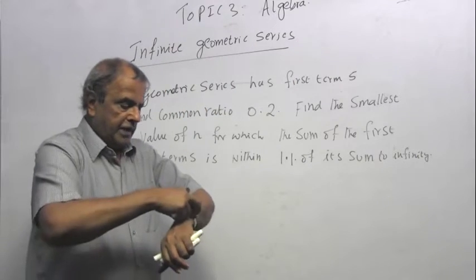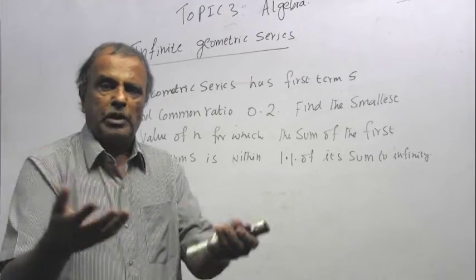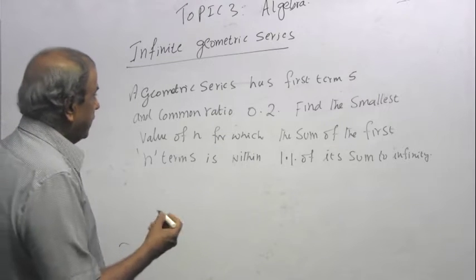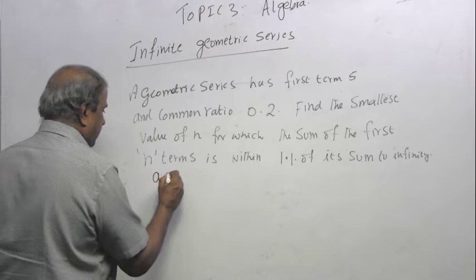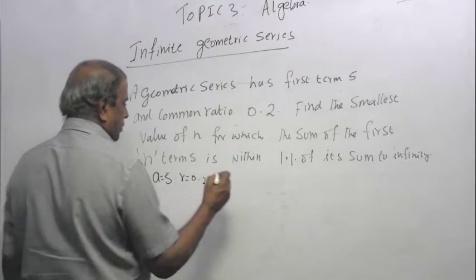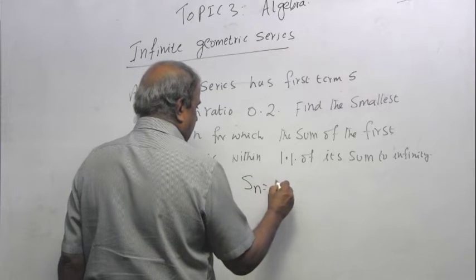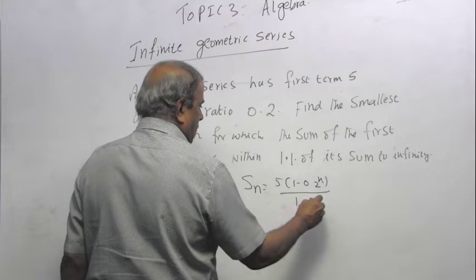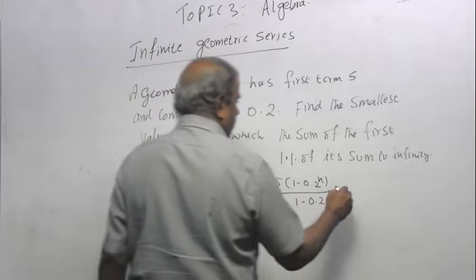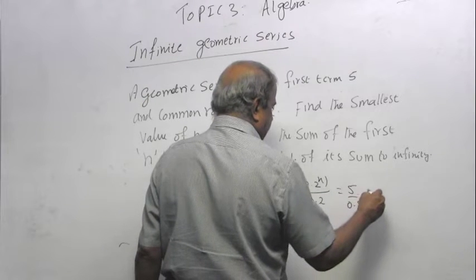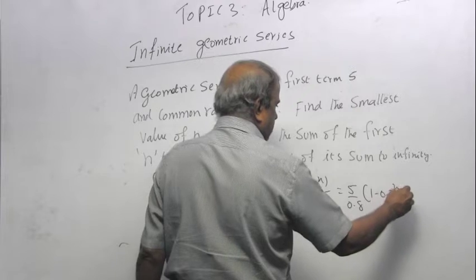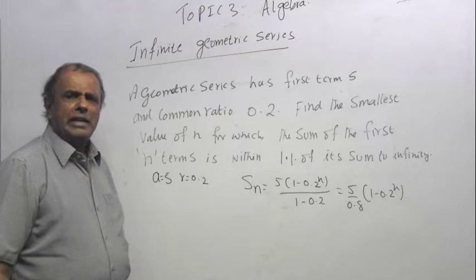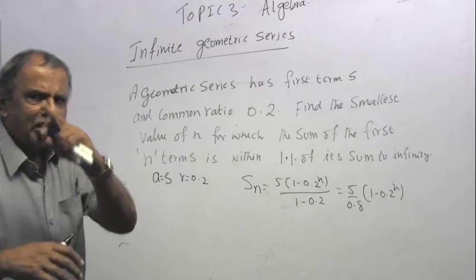So I'm interested in finding the smallest value of n for which the sum of n terms is within 1% of the sum to infinity. So look, a is 5, r is 0.2. So what is Sn? a times 1 minus 0.2 power n over 1 minus 0.2. So it is 5 over 0.8 times 1 minus 0.2 power n. I can simplify 5 over 0.8, and I have seen students simplifying them. Don't. There's a reason why you don't do it. Hang on, I'll show you.